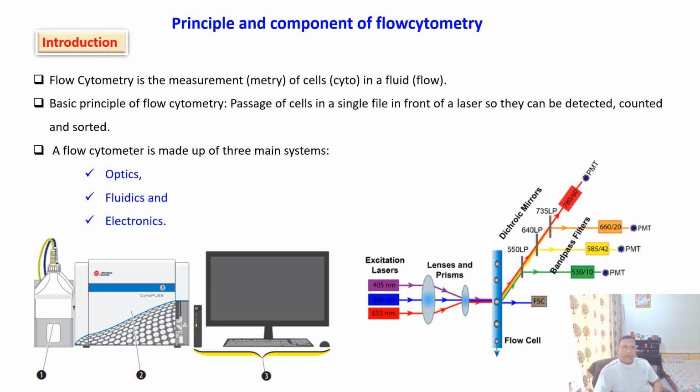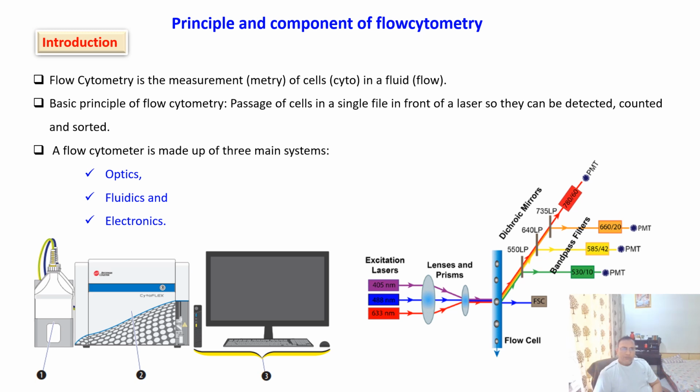So the basic principle and components of the flow cytometer: first we will see the definition. The word itself explains the definition. Metry means measurement, cyto means cells, flow means fluid. That is, the measurement of cells in a fluid is called flow cytometry.